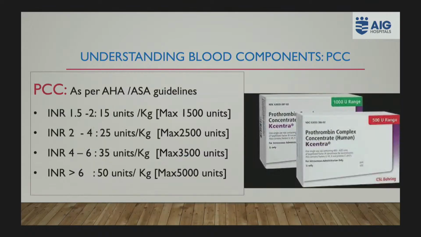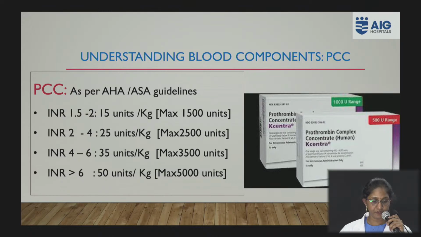A word about PCC infusion, depending on the INR. If the INR is between 1.5 and 2, 15 units per kg of PCC has to be considered, which comes out to a maximum of 1500 units. As the table shows, as the INR increases, the dosage of PCC has to be increased.